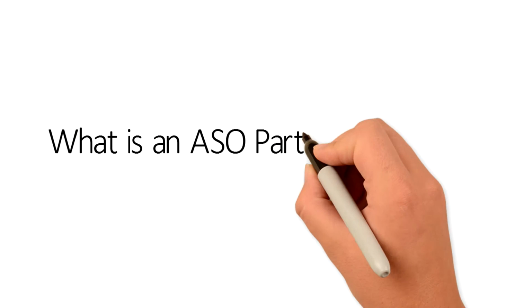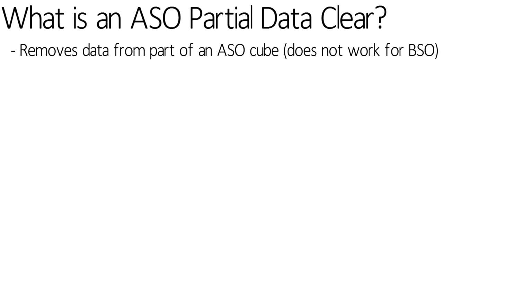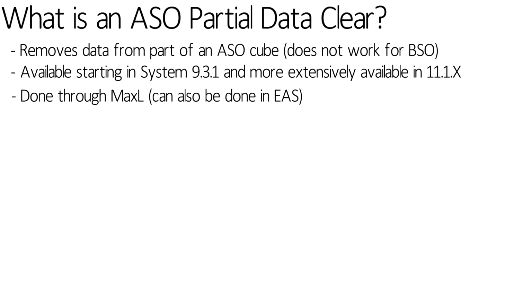What is a partial data clear? Basically, it's the ability to remove data from part of an ASO cube. It does not work for a block storage cube. It was available starting in System 9.3.1 and more extensively available in 11.1.x. It's done through MaxL. It can also be done through EAS, but MaxL is the most common way to do it, and we use an alter database statement to do it.